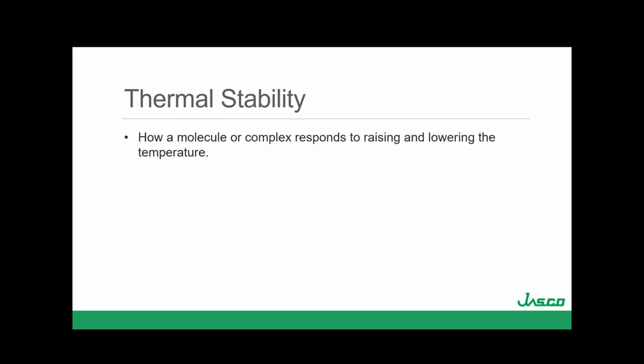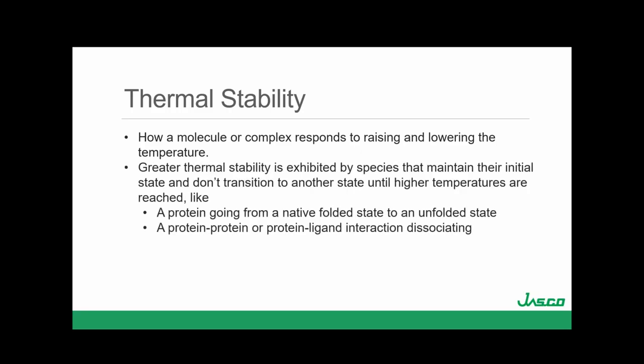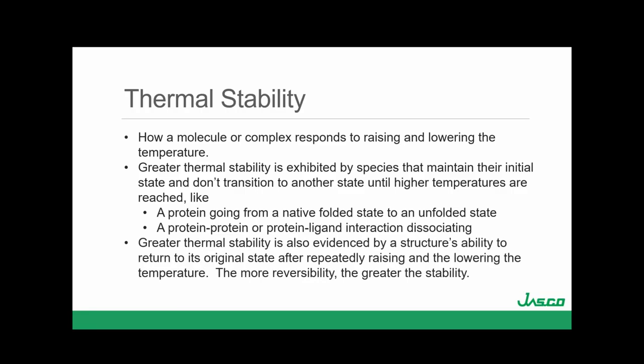So thermal stability is just how a molecule or complex responds to raising and lowering the temperature. Greater thermal stability is going to be exhibited by species that maintain their initial state and don't transition to another state until higher temperatures are reached, like, say, a protein going from a native folded state to an unfolded state, or protein-protein ligand interaction dissociating. Greater thermal stability is evidenced by a structure's ability to return to its original state after repeatedly raising and lowering the temperature. So in other words, the more reversibility, the greater the stability.